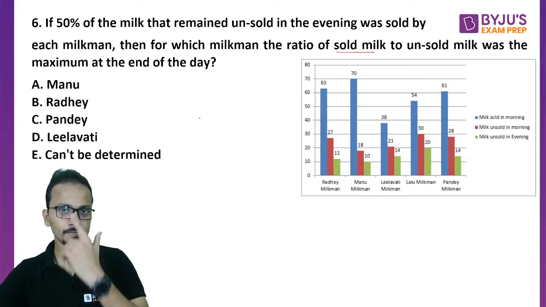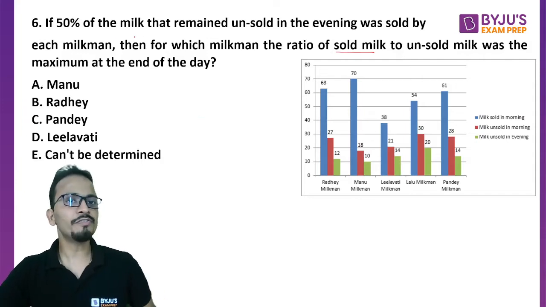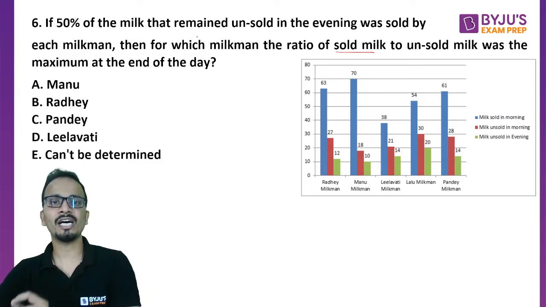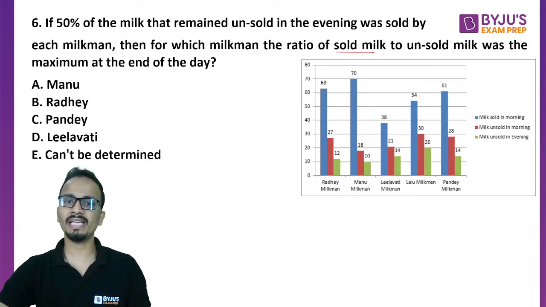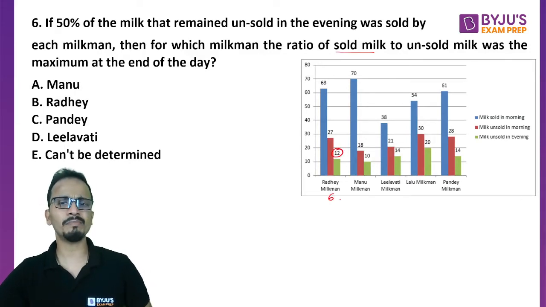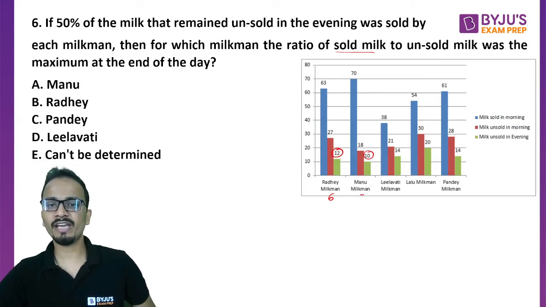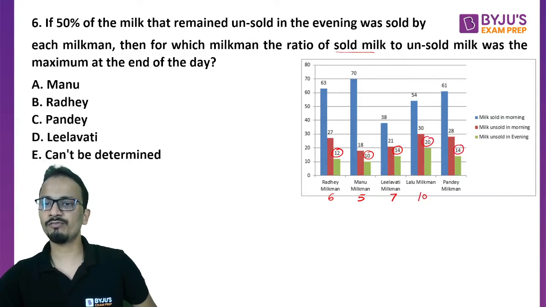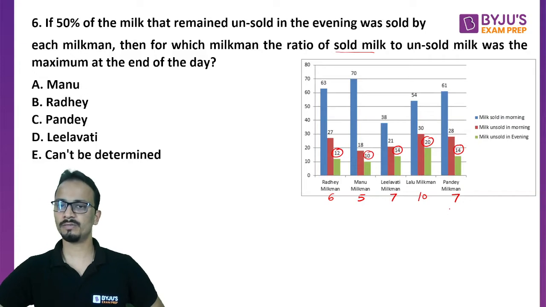Okay. So they are saying that if 50% of the milk that remained unsold was sold by each milkman, so 12 बचा हुआ था, out of this 12 50% इसने sell कर दिया, that means extra 6 और sell कर दिया. For Manu 5 is what he has sold. For Leelavati 7 extra she has sold. 20, 10 is sold, and 14, 7 is sold. Okay.